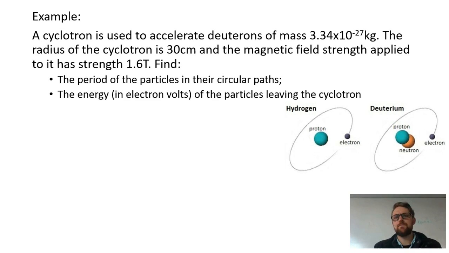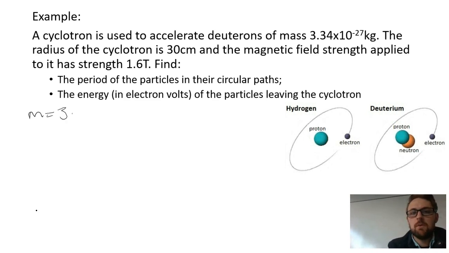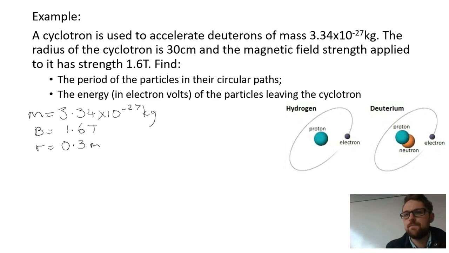All right, let's have a look at an example now. So we've got a cyclotron used to accelerate deuterons of mass 3.34 times 10 to the negative 27 kilos. The radius of the cyclotron is 30 centimeters, and the magnetic field strength applied has a strength of 1.6 teslas. So let's write down what we know. So we know the mass is equal to 3.34 by 10 to the negative 27 kilograms. We know that the magnetic field strength is 1.6 teslas, and we know the radius equals 0.3 meters.